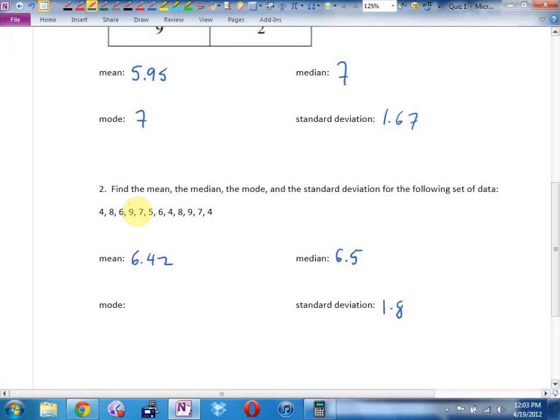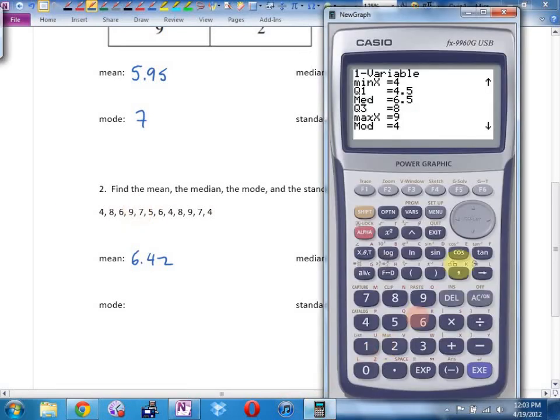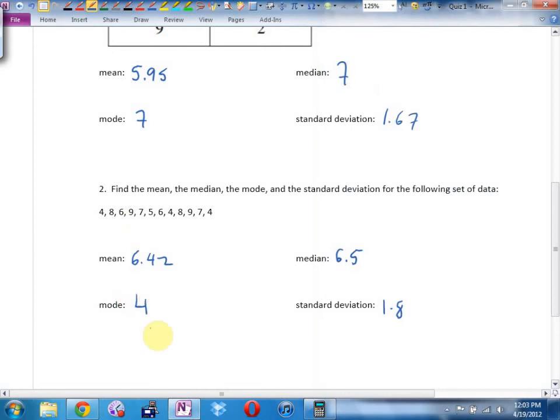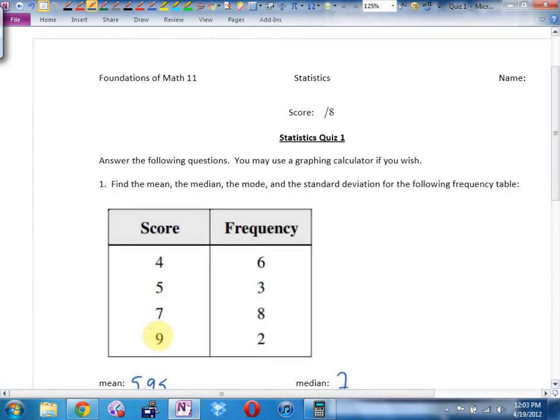The mode, can I just spot that? I think 4. Is it 4? Mode 4, and there's only 1 of them. 1 mark, 1 mark, 1 mark, 1. Yeah. Give yourself a score.